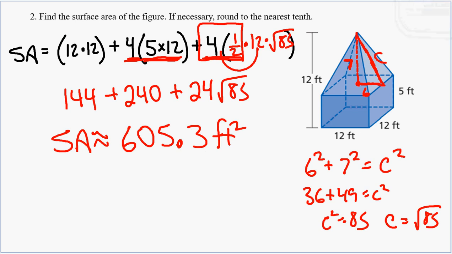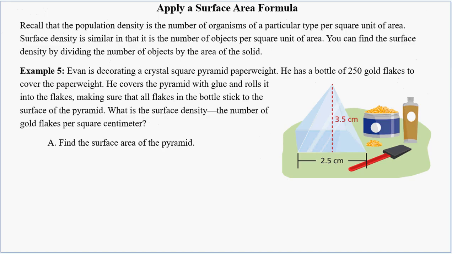All right, so that was a little practice there in the team huddle. I think we got one more example. Yeah.